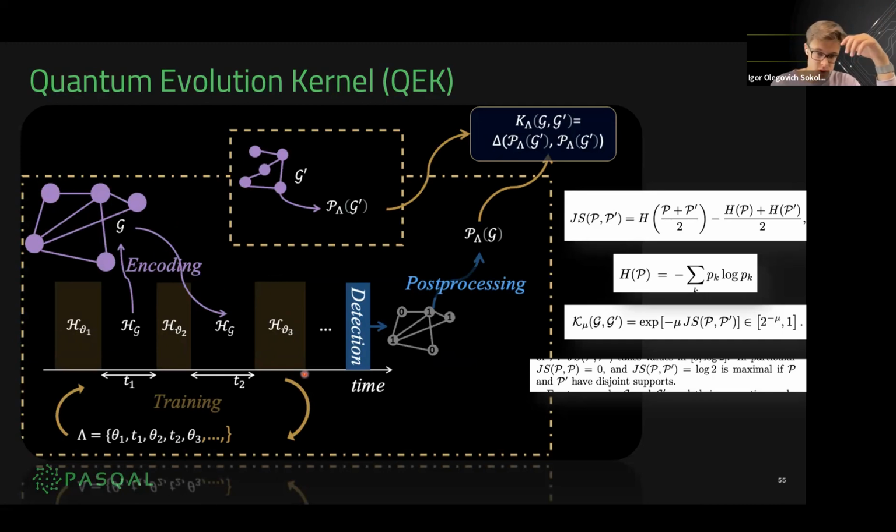So you embed your graph in your quantum computer and detect your state many times, then you upload a different graph, do the same, and you have two probability distributions. You use some metric of probability distributions to compare them together. That's the Jensen-Shannon divergence here, and then you have the definitions of entropy. It's zero if the graphs are the same, and maximal if they're not.